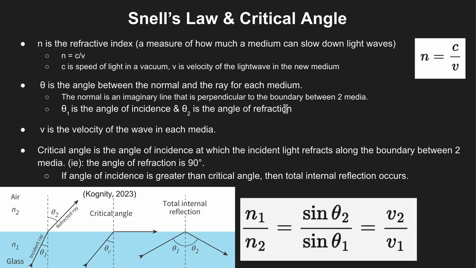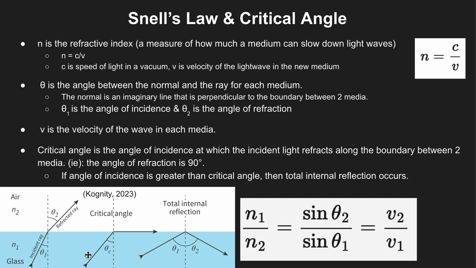And v is just the velocity of the wave in each medium. You have a concept called the critical angle, expressed as theta c, which is the angle of incidence at which incident light refracts along the boundary between the two media, which just means that the angle of refraction is 90 degrees, as you see here.